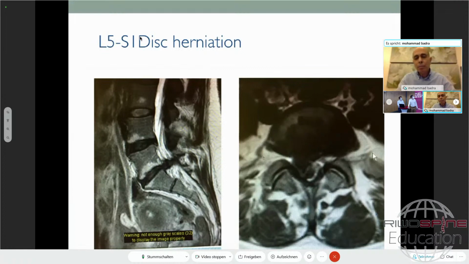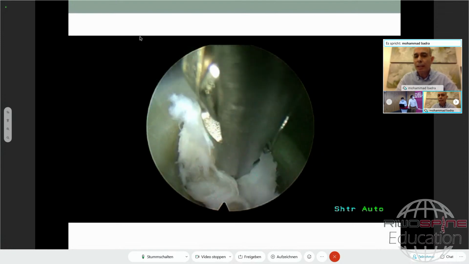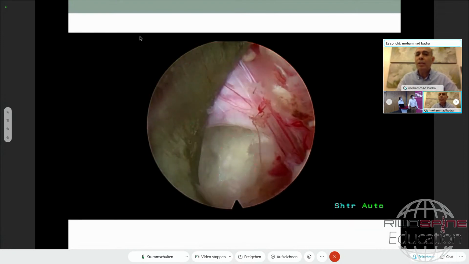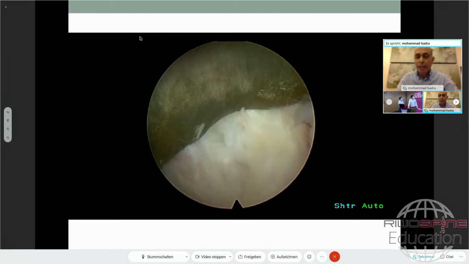I will show you some of my cases just to show you how I select between interlaminar and transforaminal, when I do interlaminar and when I do transforaminal. Look at this case. This is a big disc hernia at L5S1. For me, I don't think of transforaminal. I always do L5S1 interlaminar as long as it is within the spinal canal. And you can see here that the disc was removed, and you can see the nerve root, the dura, and the rent in the annulus.